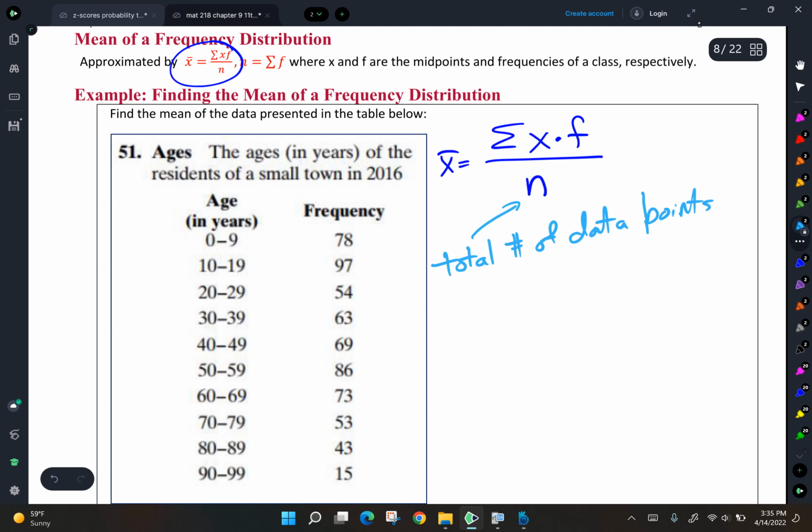This X here is each individual data point, and then that frequency is the frequency for that data point.